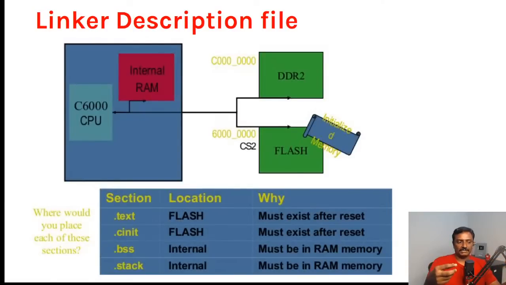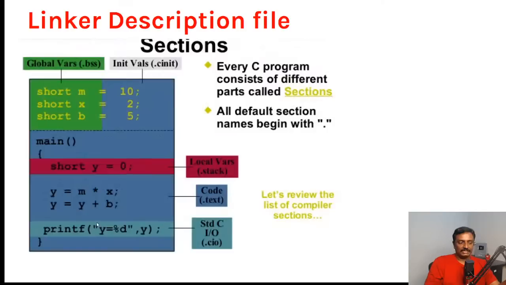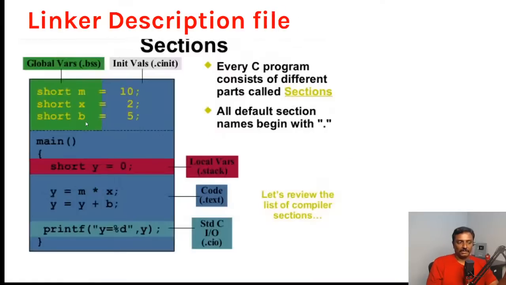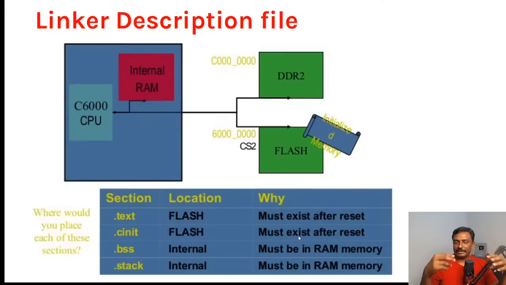For example, you will be having a flash memory, or DDR2 external memory, so you'll have volatile memory as well as non-volatile memory. All the .text sections should be stored in the flash memory, so that it exists after reset. The program should exist after reset, so the .text sections and .cinit sections, the global variables, should all be stored in the flash memory. The .bss and the stack can be stored in the RAM, volatile memory. So it must be in RAM memory, and when you power off, it will go off.